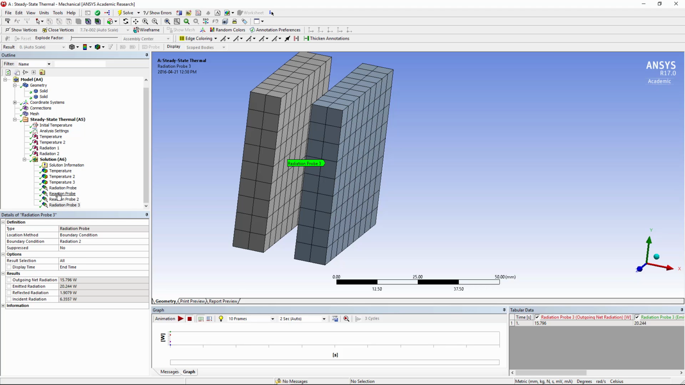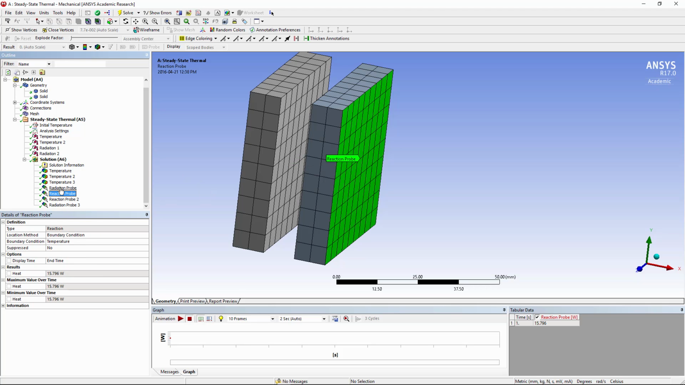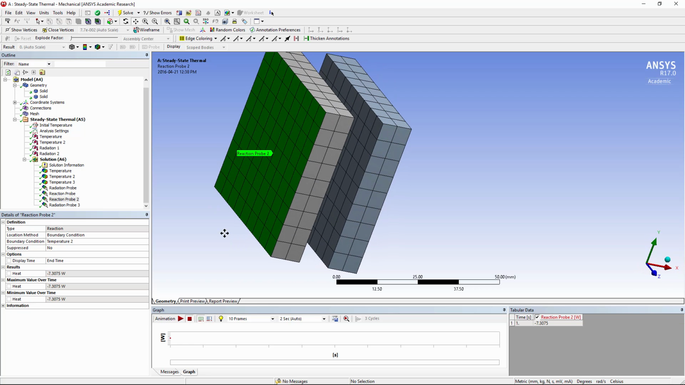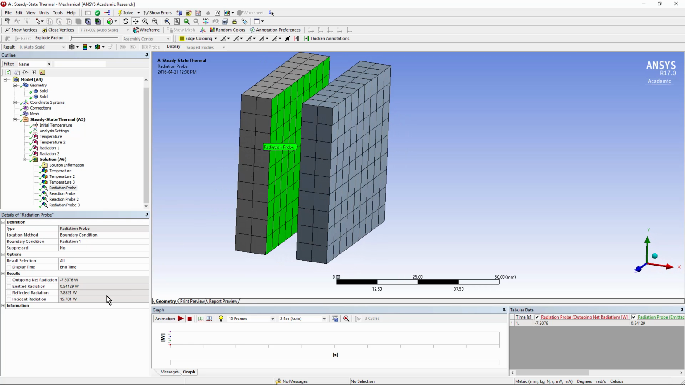If I look at my reaction on the left side, where I'm holding it at 22, notice that it's withdrawing 7.3 something watts. And that is the minus 7.3 watts, the net radiation that's coming in. So we're getting some matching going on there.